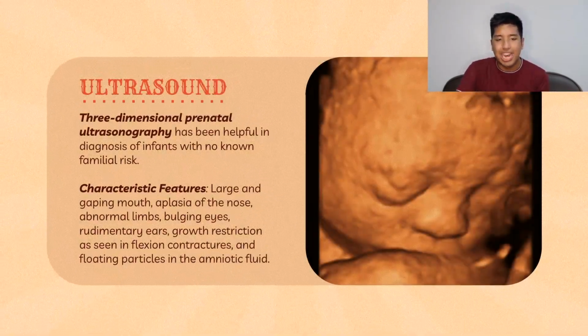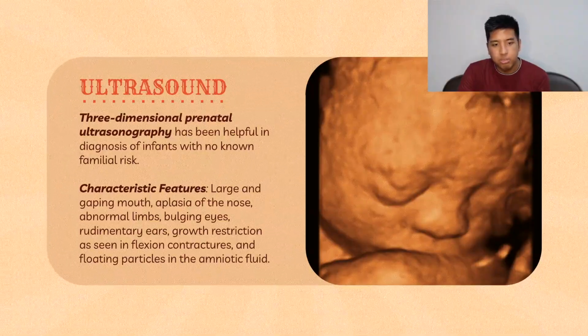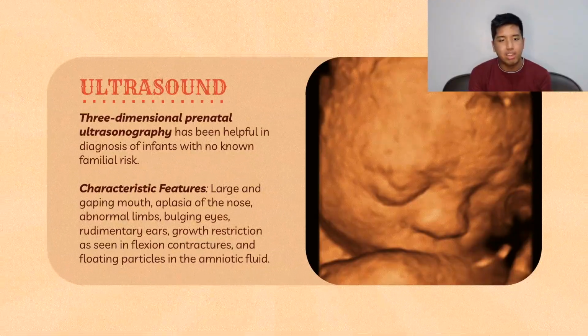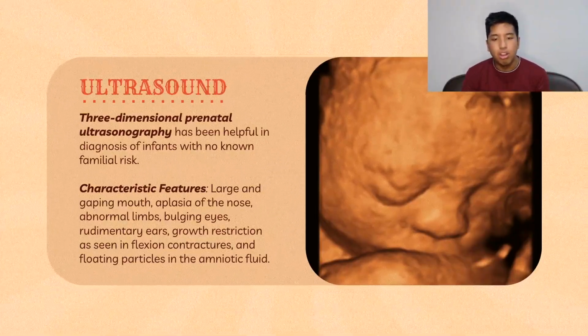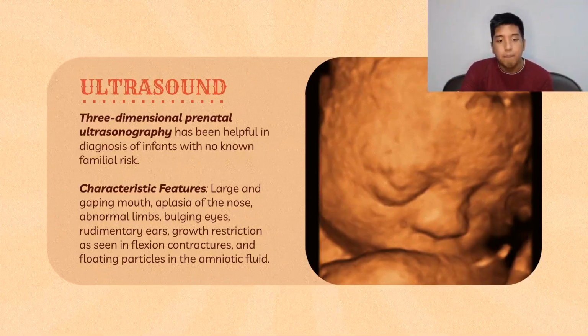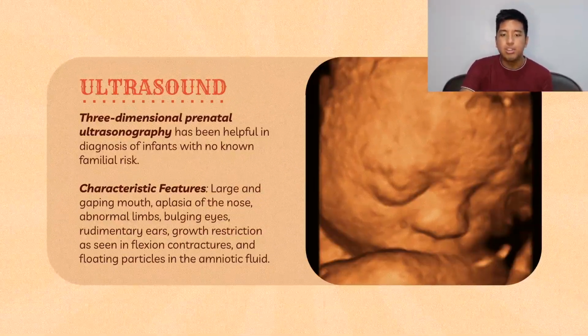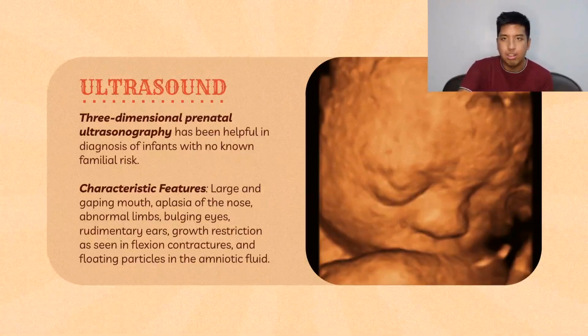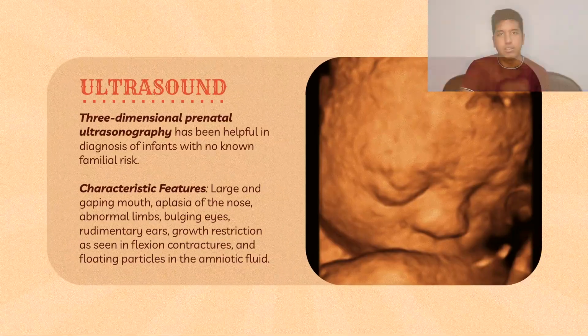First, we begin with the ultrasound, particularly a three-dimensional prenatal ultrasonography, which has been proven useful in the diagnosis of infants with no known familial risk or history of Harlequin ichthyosis. The ultrasound identifies characteristic features present in the affected neonate. Among these are the large and gaping mouth, aplasia of the nose, abnormal limbs, bulging eyes, rudimentary ears, growth restrictions, and flexion contractures, and lastly, floating particles in the amniotic fluid. Seen to the right are some manifestations of these features.